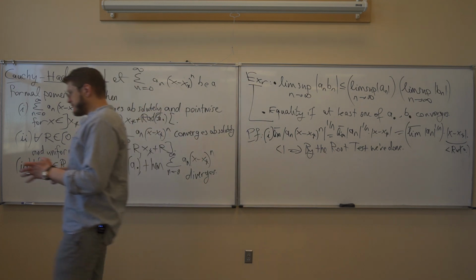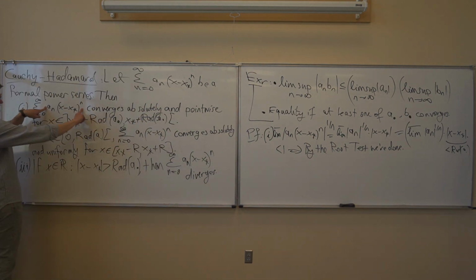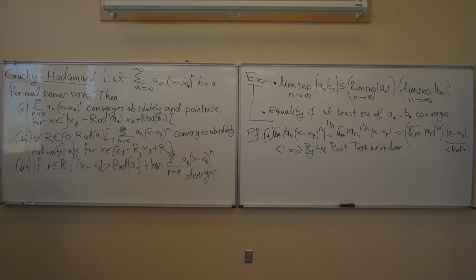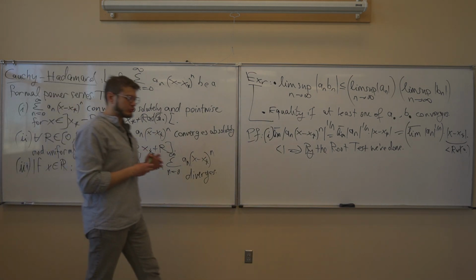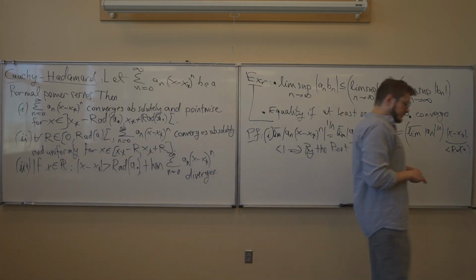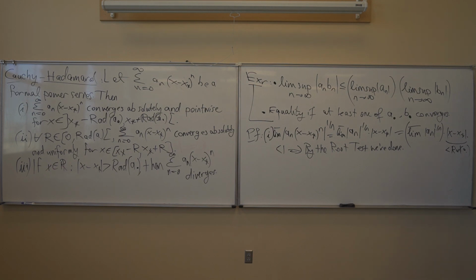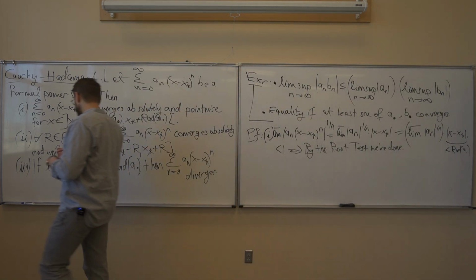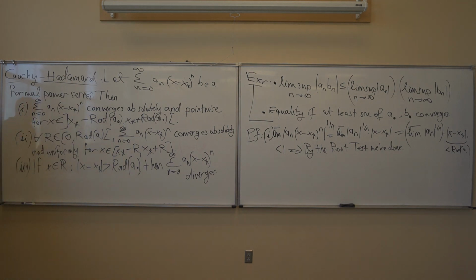Because the root test was all about looking at the limsup of the root sequence of this guy. And it said that if the limsup of the root sequence of the terms that you're adding is less than 1, then you have absolute convergence. If it's greater than 1, then you don't have absolute convergence. You have divergence. Okay? That's how we do it. Any questions about this first part?